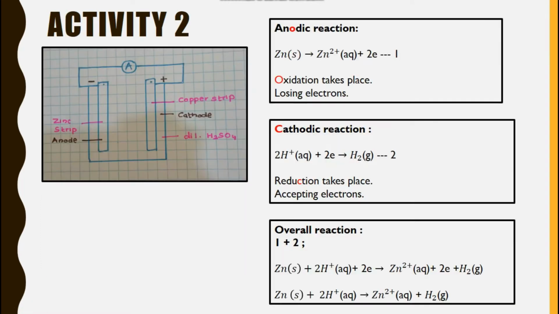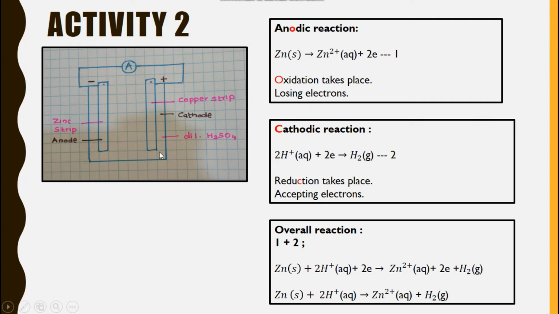Activity 2. Here I have taken a beaker and I have 2 electrodes. I have taken the zinc strip and the copper strip as the electrodes, and I have used dilute sulfuric acid as the electrolyte. In the first activity there was only 1 electrode, only the zinc. But here there are 2 electrodes, zinc and copper. Now how can we choose which one is losing the electrons and which one is accepting the electrons? That is the main question in this lesson.